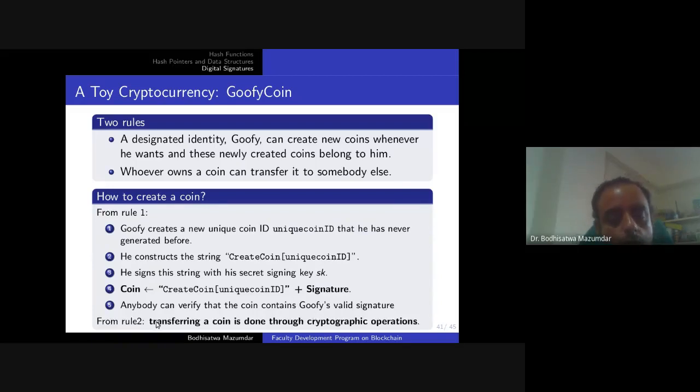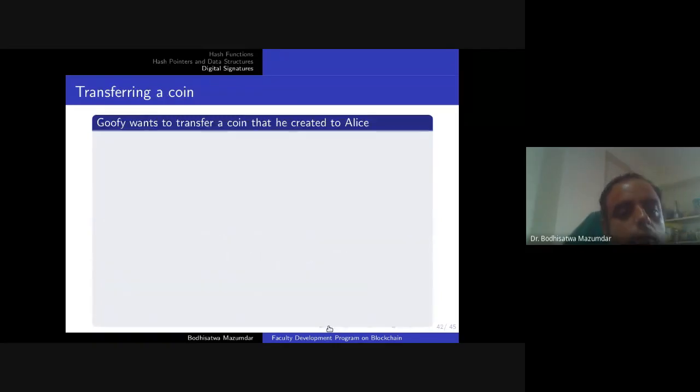So rule 2: transferring a coin is done through a set of cryptographic operations. When a coin is being transferred from person 1 to person 2, it is done through a set of cryptographic operations so as to ensure the property that the coin is not copied. Suppose Goopy wants to transfer this coin to Alice. Alice is a user in the system, and Goopy was one of the agents, so he wants to transfer a coin to Alice.